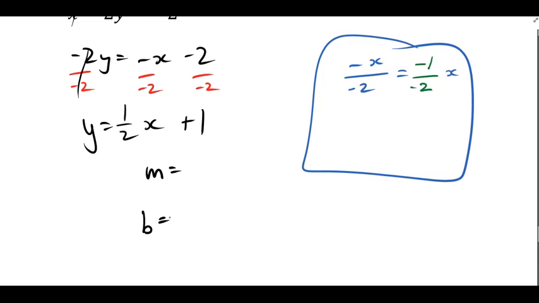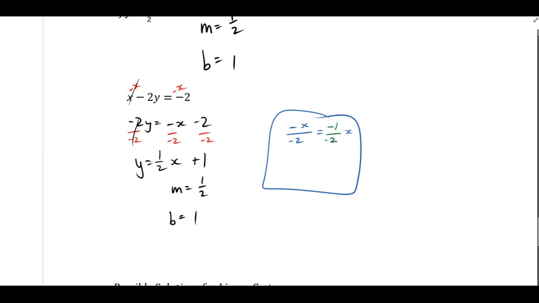Somebody else tell me what the slope is. Vanessa, can you tell me what the slope is? Very nice. And what's the y-intercept, Michael? 1. And what happened here? Same line. Same slope means they're parallel, but same y-intercept too. It's the same line. If I graphed it, it'd be a line on top of a line.